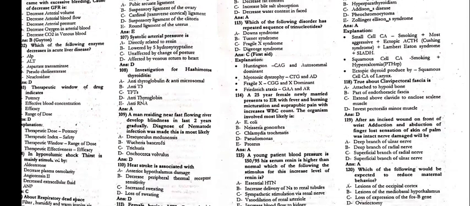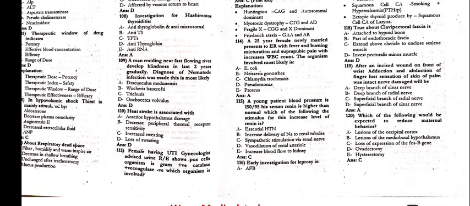Next, 114, the 25-year-old female newly married presents to the ER with the fever and the burning micturition, suprapubic pain with increased white cell count. The organism involved most likely is Escherichia coli. 115, the young patient blood pressure is 150/90, serum renin is higher than the normal. Which of the following stimulus further increased level of the renin? That is the sympathetic stimulation by the renal nerve.